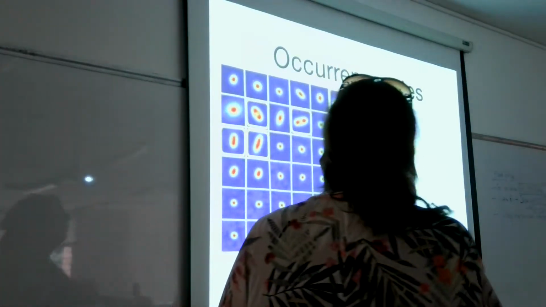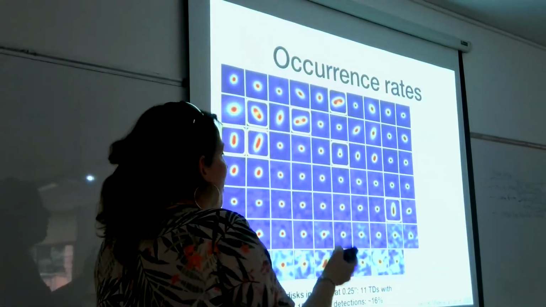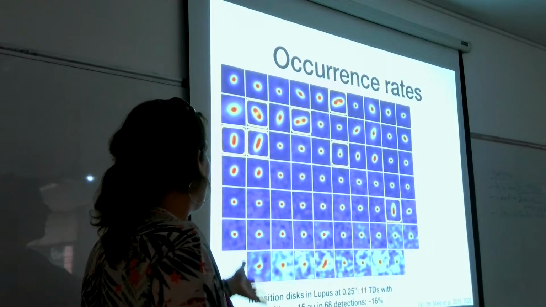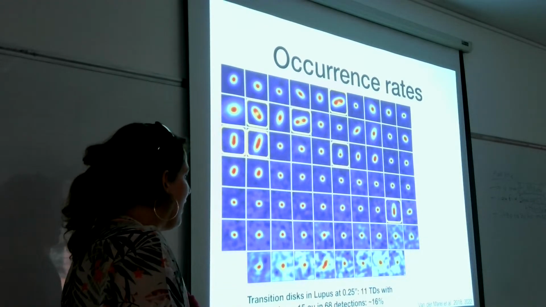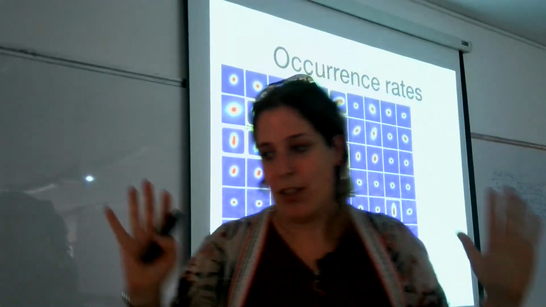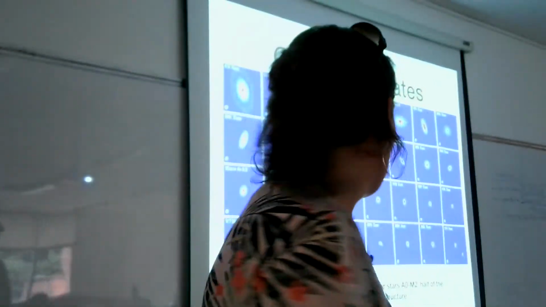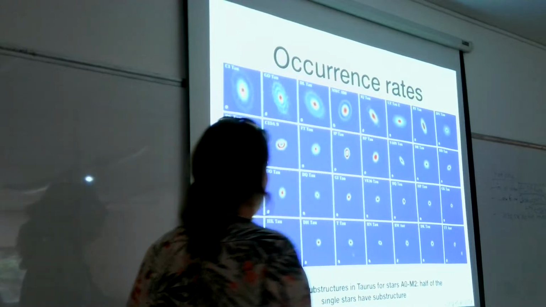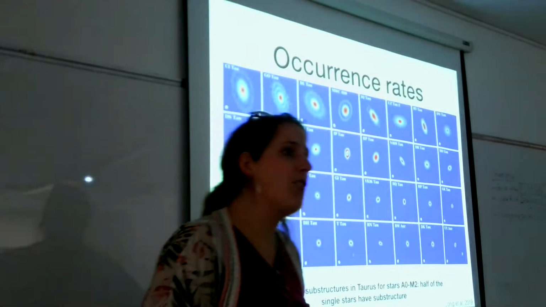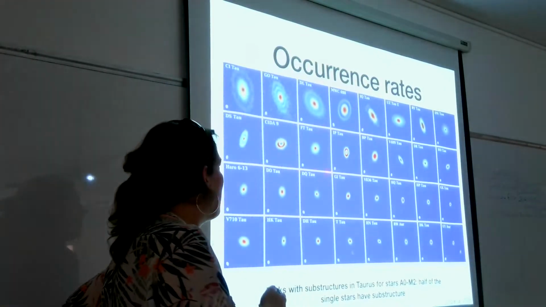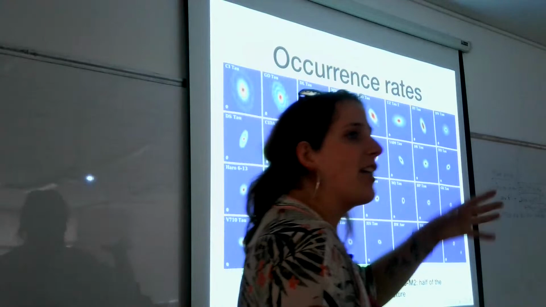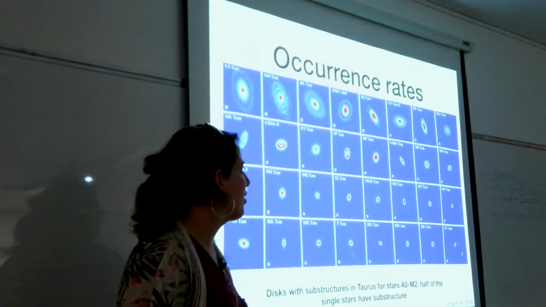So for the Lupus survey, we can only say something about the transition disks with large cavities. There, essentially, we have found 11 transition disks with cavities more than 50 AU in 68, so we have an occurrence rate of transition disks of 16% in a complete disk survey, so that's one number. Then in the Long survey in Taurus that I was just mentioning, they find substructure, like gaps and rings, in a third of the sample, actually half of the sample that were single stars, more binaries. But also here you had that selection bias of only relatively bright stars.